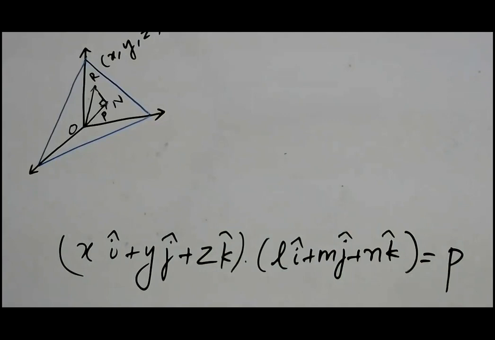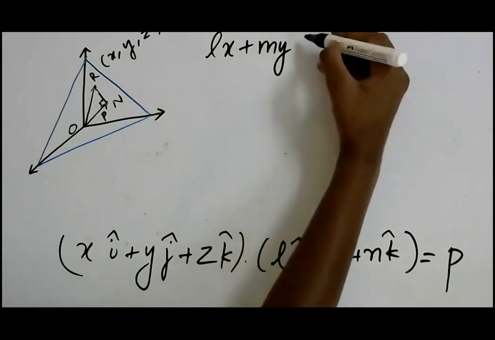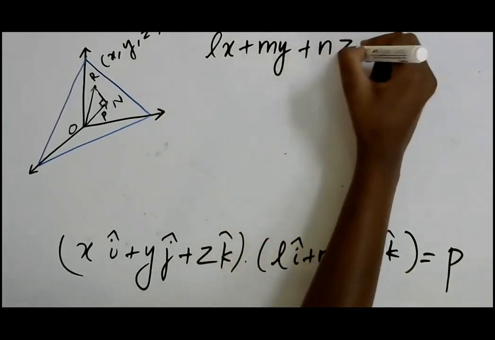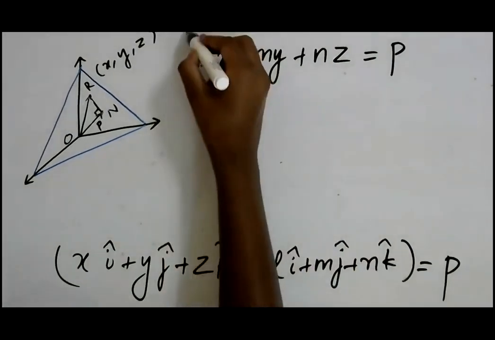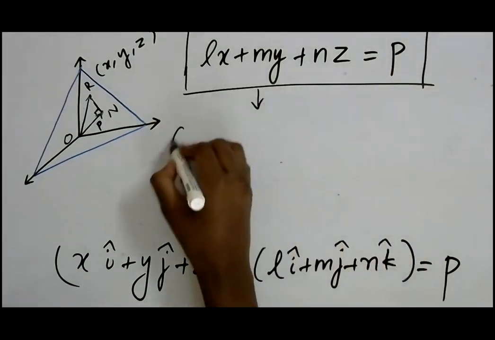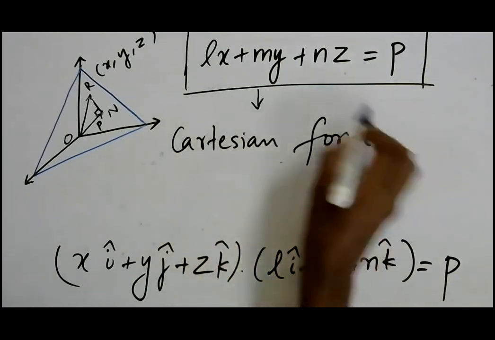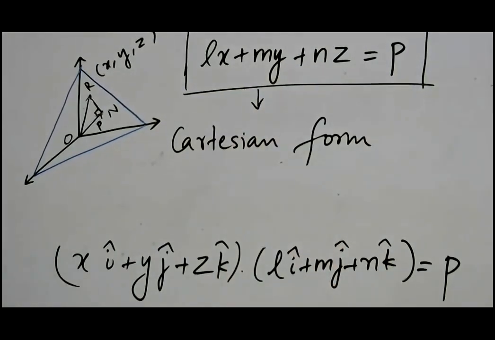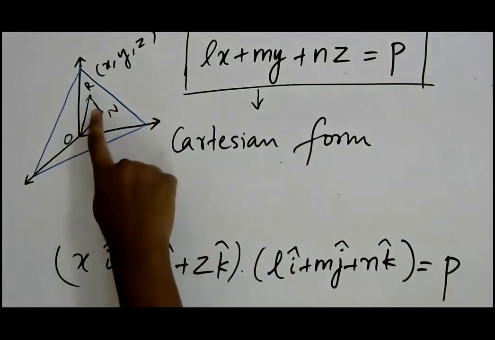So on multiplying, we get lx plus my plus nz is equal to p. So this is the Cartesian form of the equation of the plane. Where x, y and z are the coordinates of points in the plane, l, m and n are the DCs, that is the direction cosines of the unit vector n, and p is the perpendicular distance from the origin to the plane.